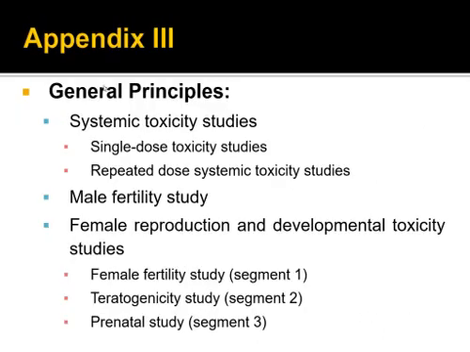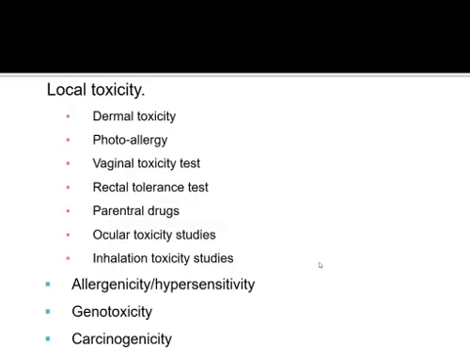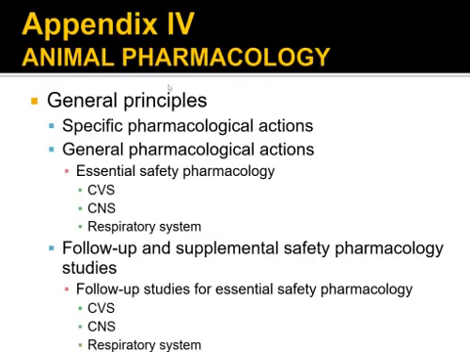Then Appendix 3 includes general principles. Under this, systemic toxicity study, male fertility study, and female reproduction and developmental toxicity study are included. Then local toxicity study is also included. Then allergenicity and hypersensitivity study is also included. Then genotoxicity study report data is also included. Then carcinogenicity. Then under Appendix 4, animal pharmacology, there are general principles.